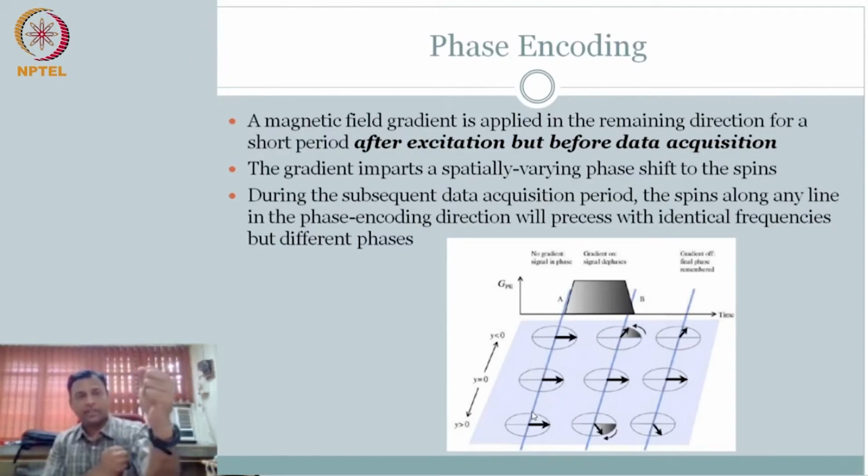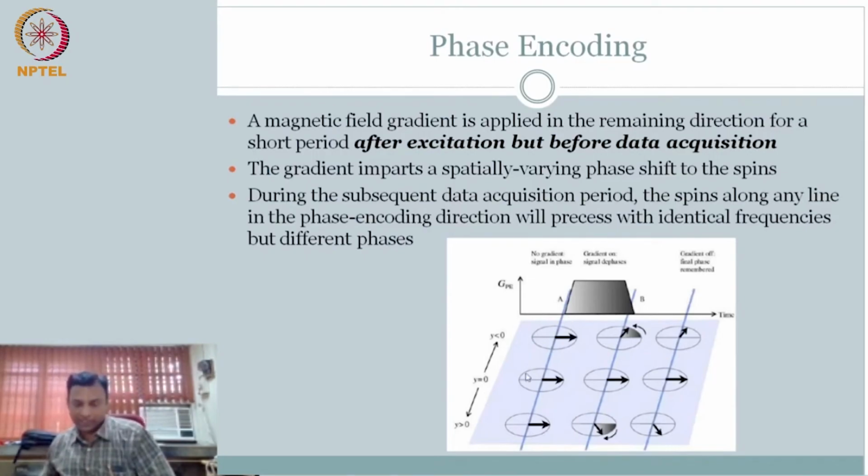So when I switch off the gradient, wherever it went out of phase, it is now going to precess at whatever field strength it is experiencing. Right now there is no other field strength, only the basic one you applied. So it is all going to precess at the same frequency, but in the y direction, one end will have a different phase compared to the other end, and it is linearly changing.